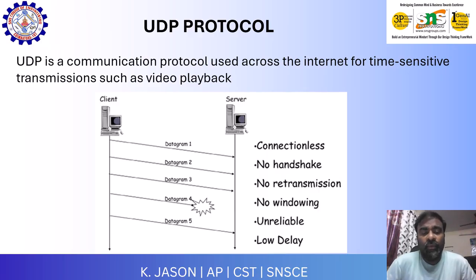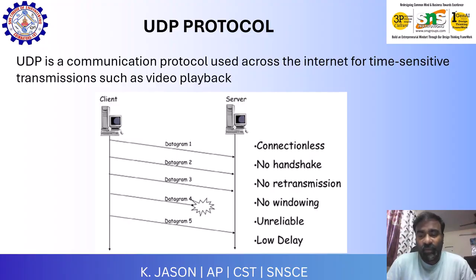Here you can see the flow of UDP across the internet with a time-sensitive transmission, such as video playback. In UDP there is no established connection before data transmission, so it is connectionless, with no handshake. Handshake means synchronization: establishing a connection with request and acknowledgement. Also, no retransmission. If any data is lost or corrupted, there are no retransmissions.